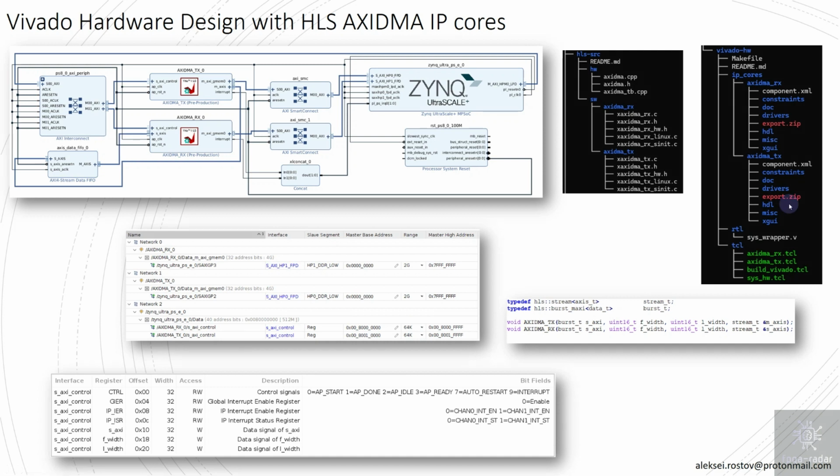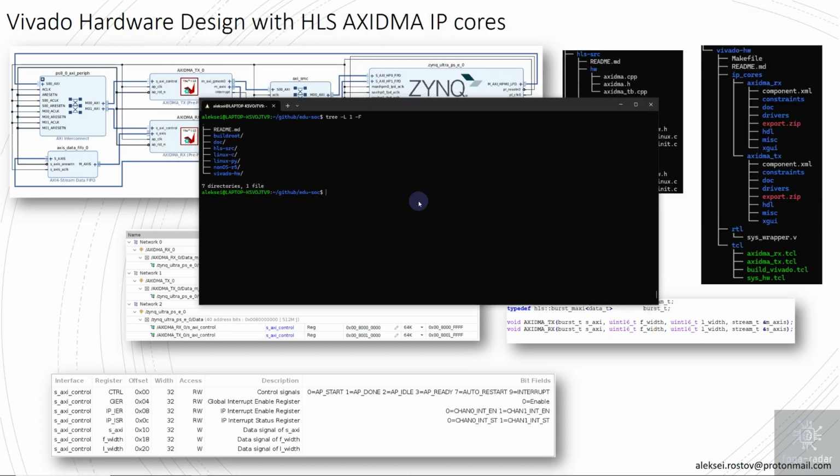Okay, let's see how to start working with the repository. In order to start with the educational package, the first step is to go to the Vivado hardware folder. Here you can find a makefile and the README with some explanation. Let's run make with the help target. And here you can see a list of targets.